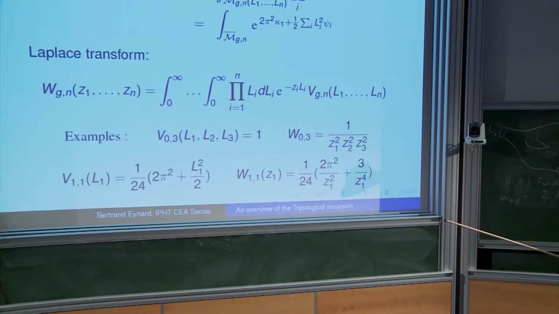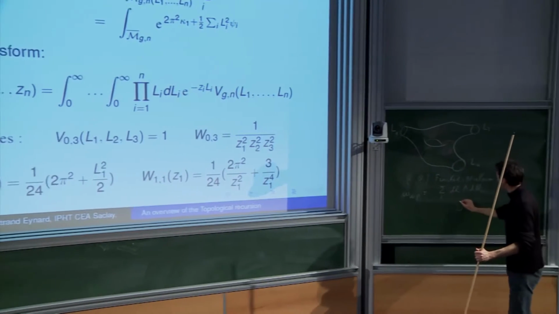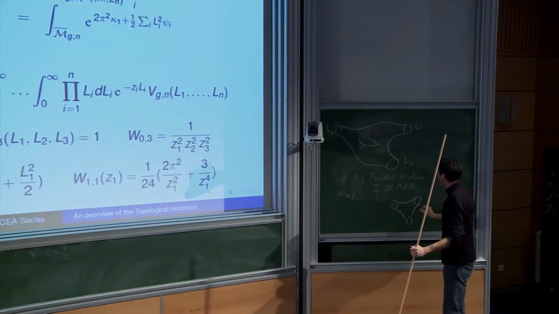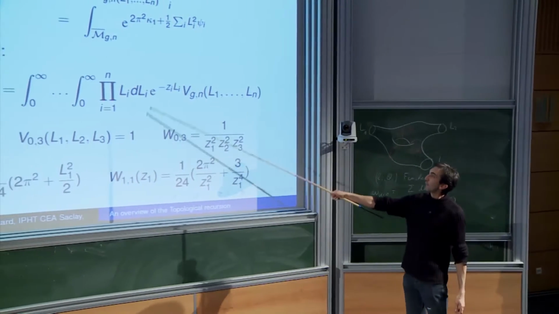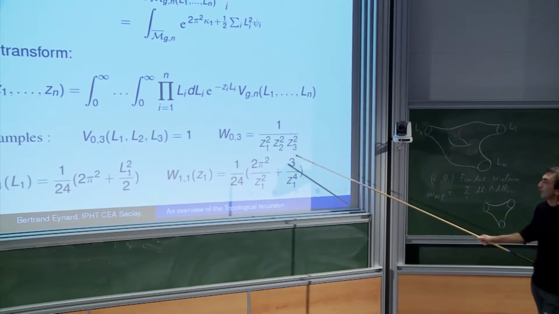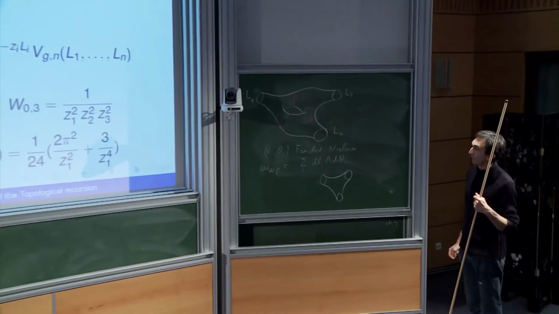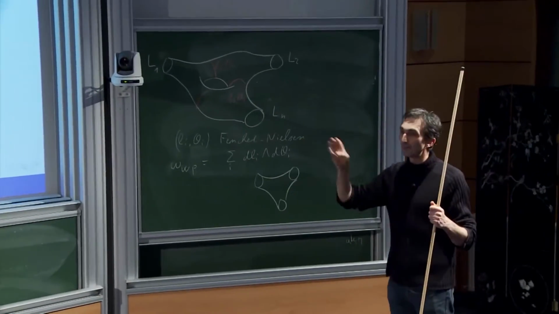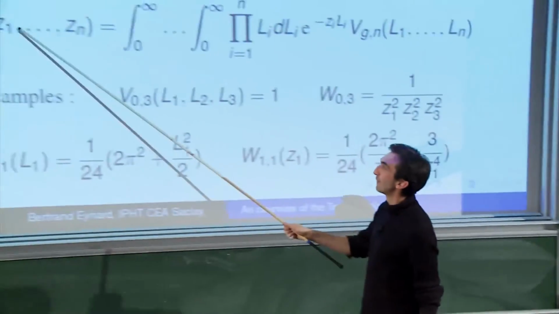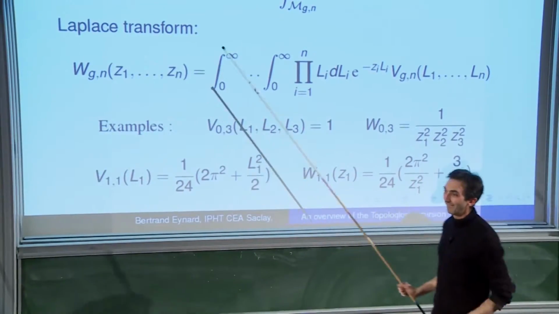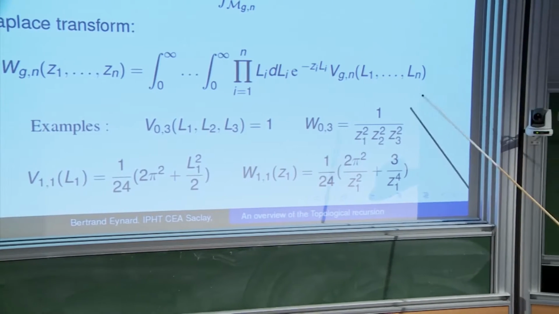Many examples have been computed by hand. Well, V03 means you have genus 0 and 3 boundaries, so it's the pair of pants itself. There is no structure on it, so the volume is 1. And if you compute the Laplace transform, it's just that very simple rational fraction. Should we multiply it by dz1, dz2, dz3? Not for the moment. For the moment, it's a function. Later, it will be a differential form, and I will write it omega, when I multiply by the dzi. For the moment, I want it to be introductory, and it's just functions, rational functions.